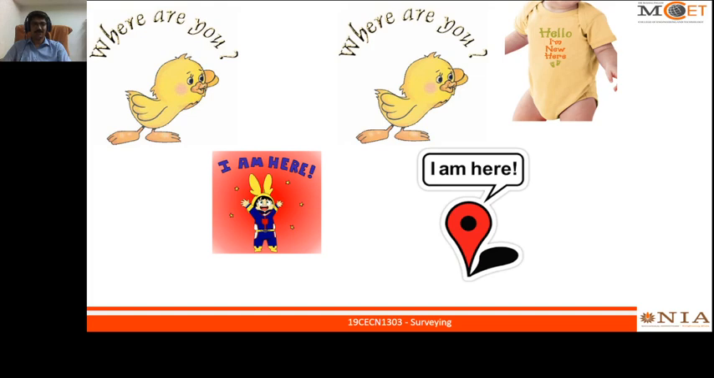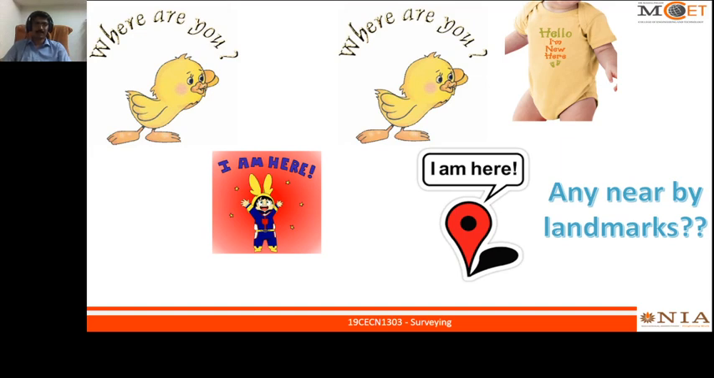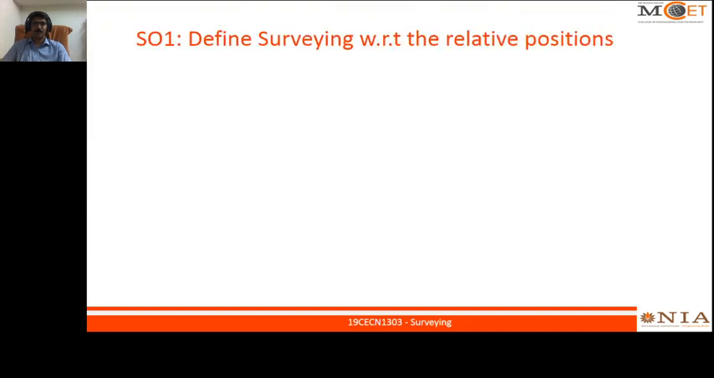Then they may ask, any nearby landmarks? What are landmarks? Then you can look around and say, I am standing at the bus stand, I am standing nearby a post office, I am standing nearby a theatre. These are the common landmarks. You can try to relate to them so that they can understand, oh, you are nearby that. So these landmarks or references are called the relative position, right? So define surveying with respect to the relative position is the first specific outcome of this.